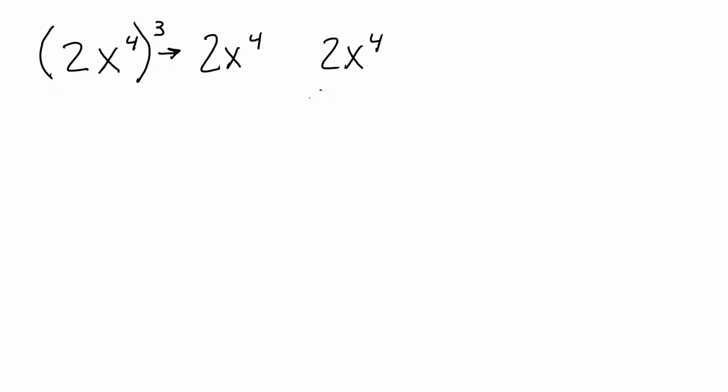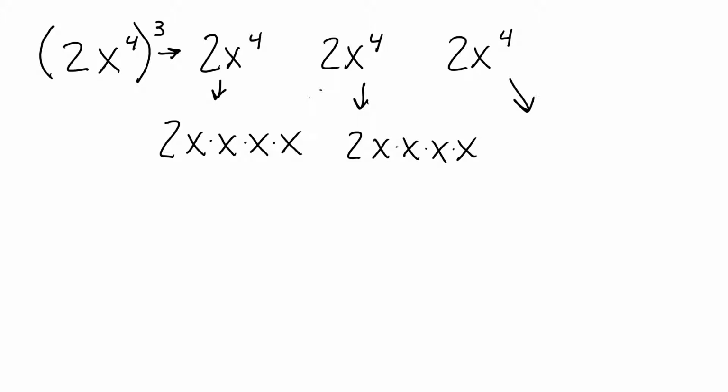Now for an example with a coefficient, 2x to the 4th raised to the 3rd power. 2 is the coefficient, x is the base number, 4 and 3 are our exponents. So we can write it out long ways. I write the parentheses part, 2x to the 4th. I write it 3 times because that's my outside exponent. We can break it down, and I can write x 4 times because that's my second exponent.